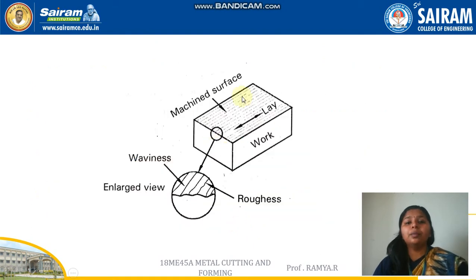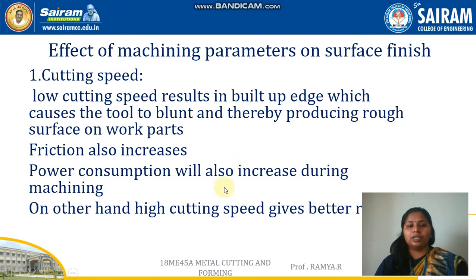This diagram shows the various patterns that are created because of the surface finish. The lay is nothing but the spacing between the patterns, and then there are waviness and roughness. Waviness is a microstructure surface finish, and roughness is a large macrostructure. These are the three variations that are seen because of surface finish. The next topic is the effect of machining parameters on surface finish.